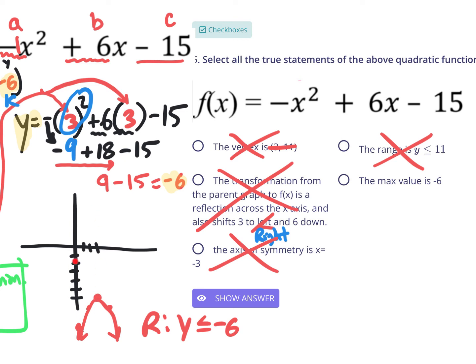Remember, y's are opening up and down, or running up and down. So in terms of y's, the y values keep getting bigger and bigger and bigger, and then it reaches the maximum height on the y's, which is -6, and then it goes back down. So this is the only true statement: the maximum value is -6. Hopefully we can find more true statements in other problems, but on this one, this is the only one that's true. Everything else is incorrect.